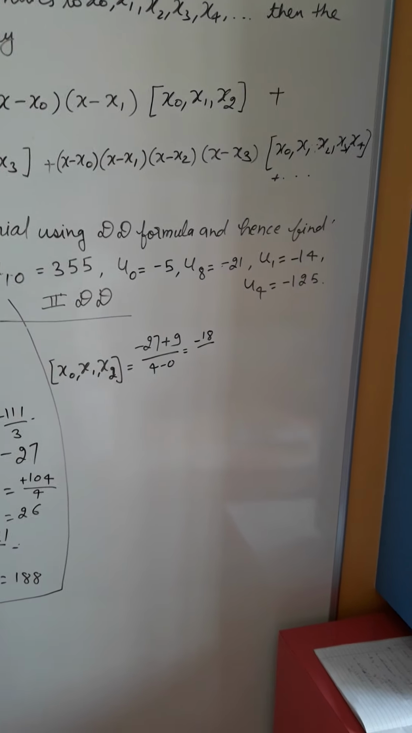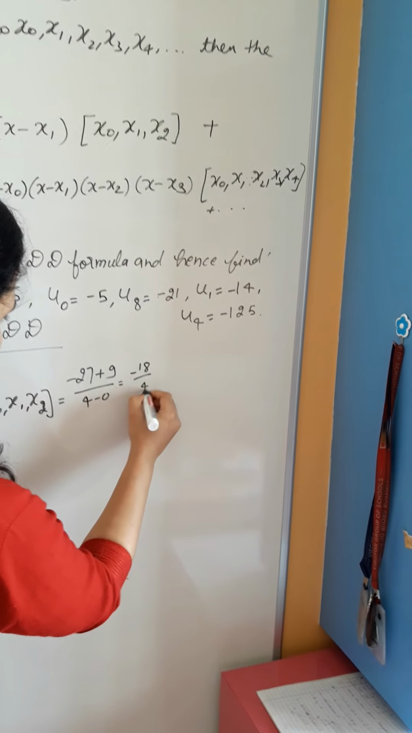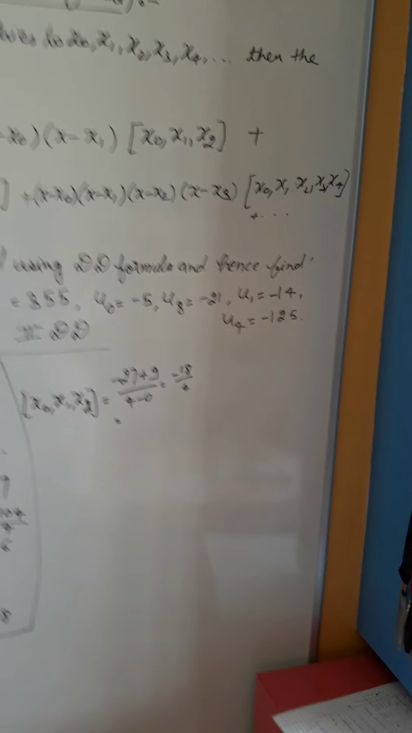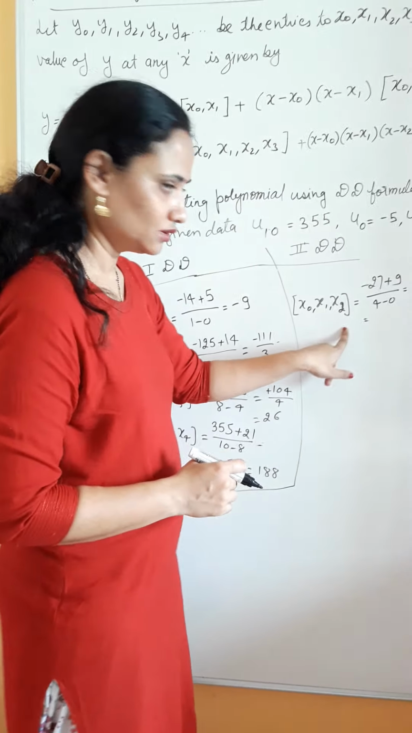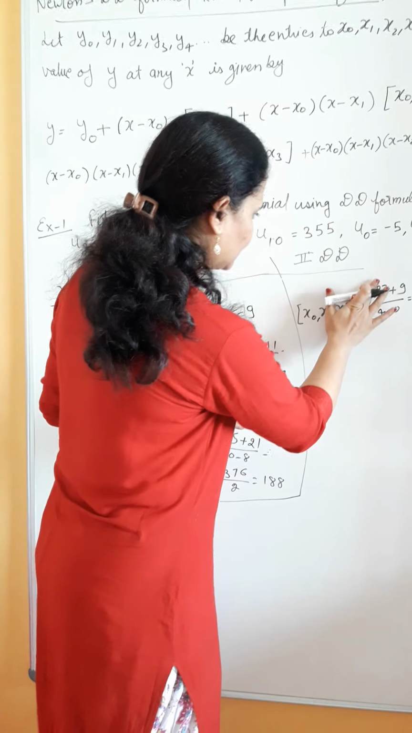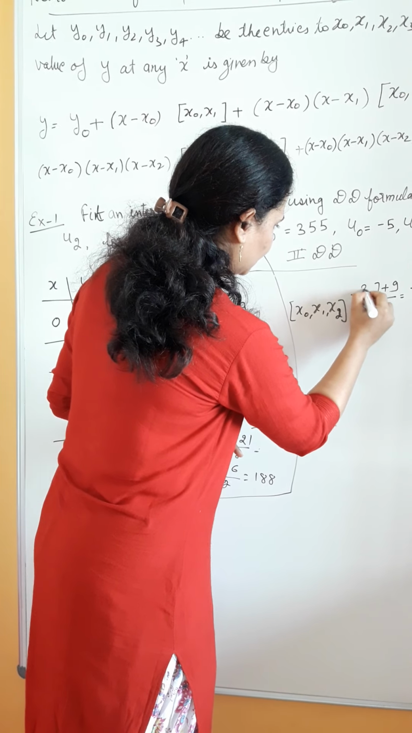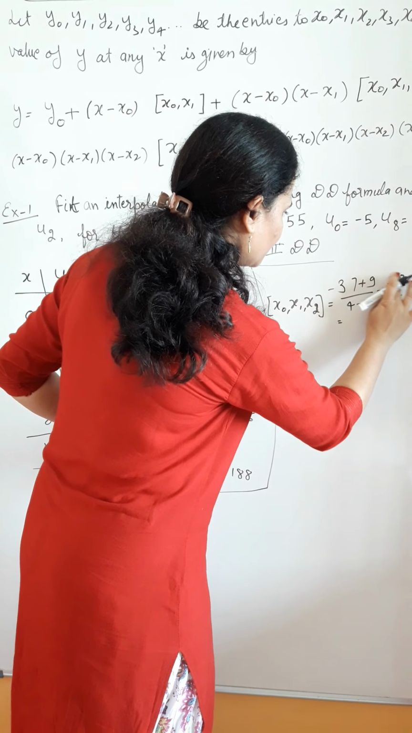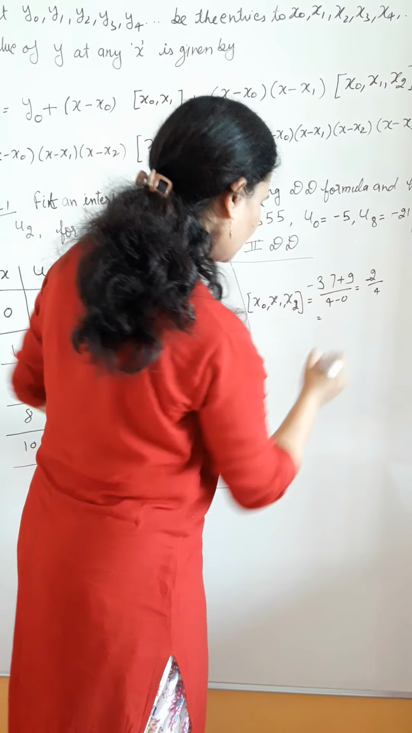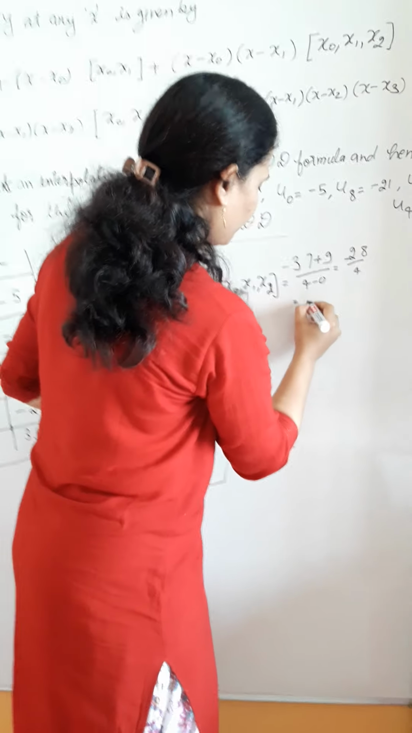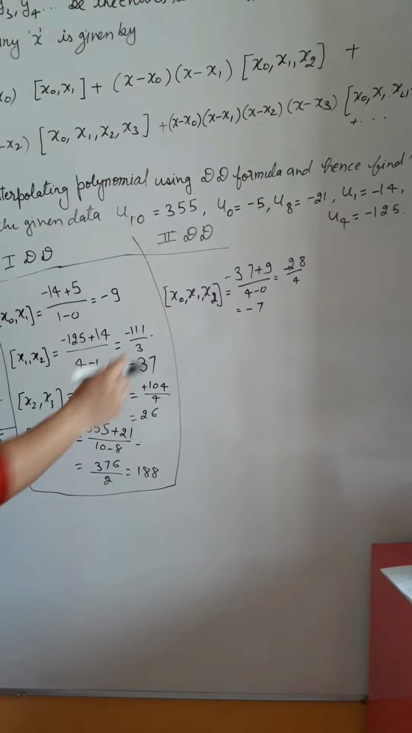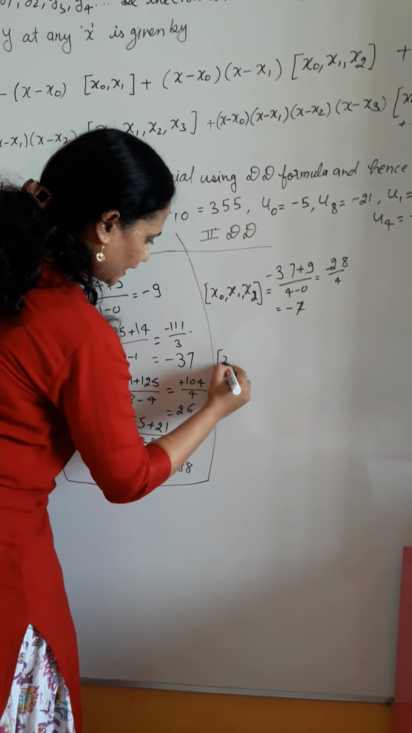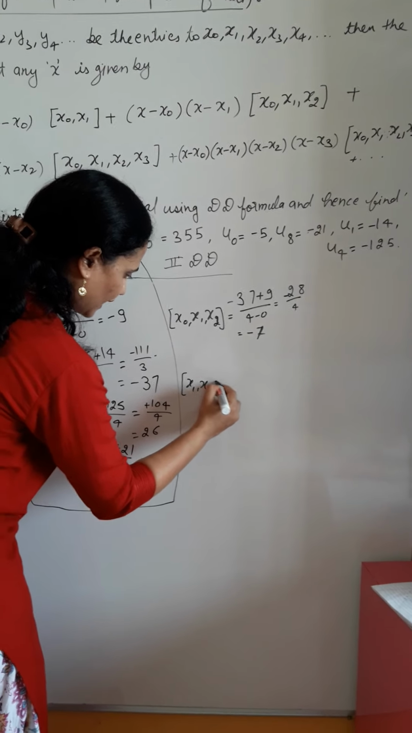Is it? So what is it? Oh, it is 37 here. Minus 37 plus 9. So this is minus 28 divided by 4, that is minus 7. So what is the second divided difference? That is minus 7.